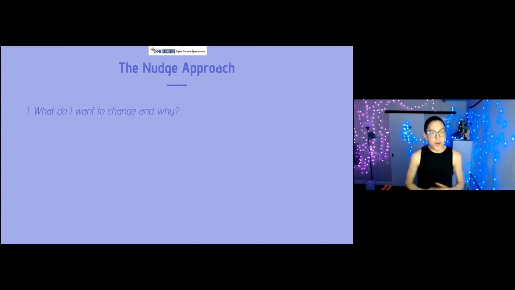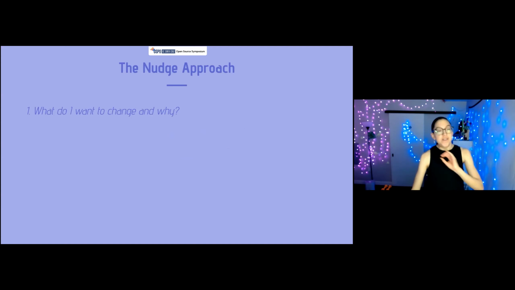The nudge approach starts out with just first asking, what do you want to change and why? Because sometimes we have emotional reactions to things. We're like, oh, that sucks, and then everything's terrible. And like from Office Space, you're like, I'm going to burn it all down. But really, then we come back with a level head and we're like, actually, it's probably fine.